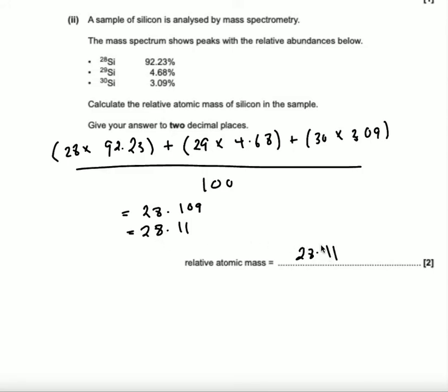To check if we're correct, we have to go to the periodic table and we check if the mass number has a similar answer to what we have over here. If it's close in the answers, that means we are correct.